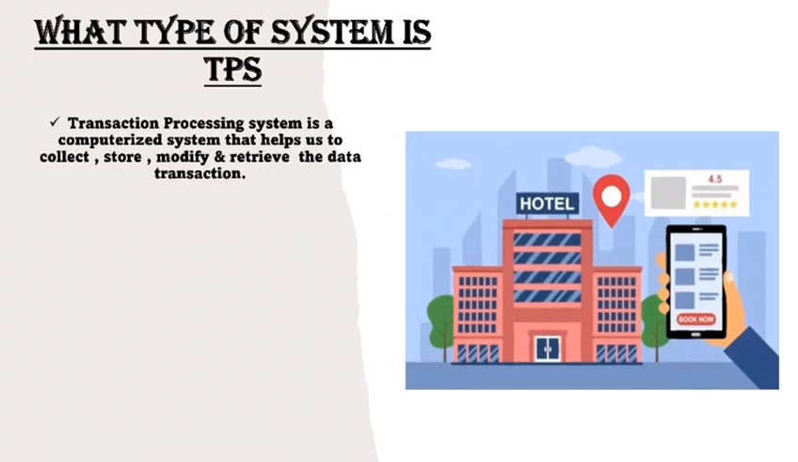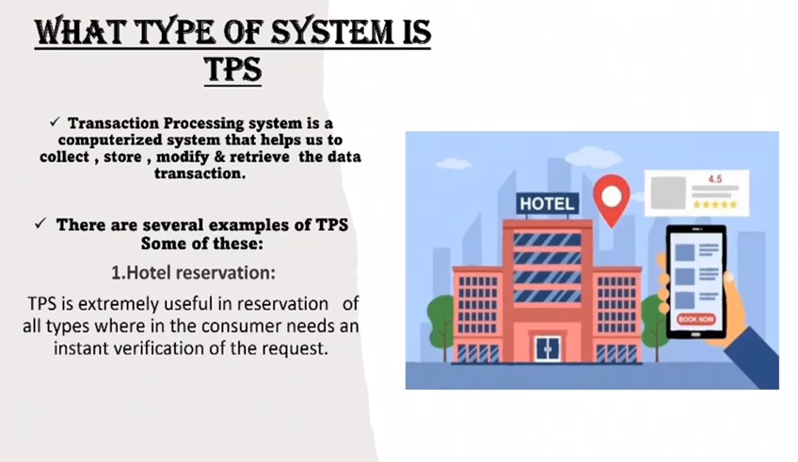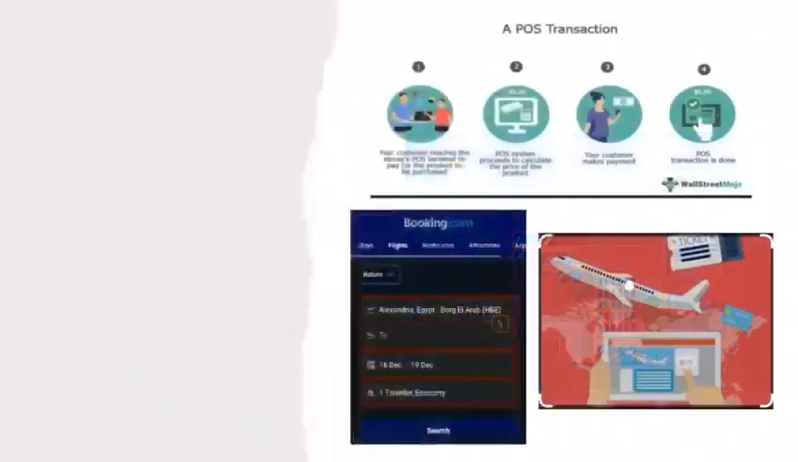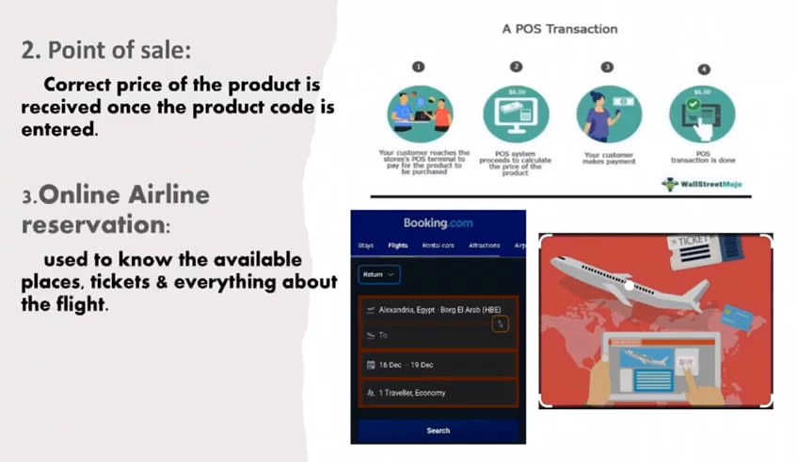Now, we are talking about some examples of TPS. Number 1, hotel reservation. TPS is extremely useful in reservation of all types wherein the consumer needs an instant verification of the request. Number 2, point of sale. Correct price of the product is received once the product code is entered. Number 3, online airline reservation, used to know the available places, tickets, and everything about the flight.